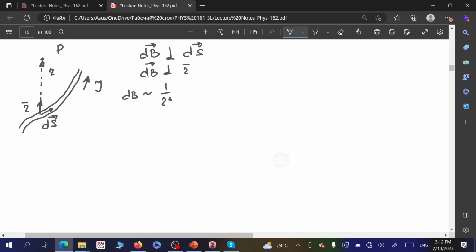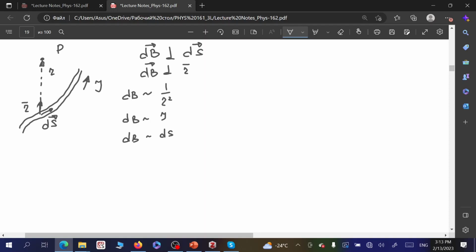Then it is also proportional, we can write it here, dB proportional to the electric current which flows through the circuit, or electrical conductor. And on top of that, dB is proportional to the magnitude of this length element ds. So the longer the length element, the larger the magnitude of the magnetic field.